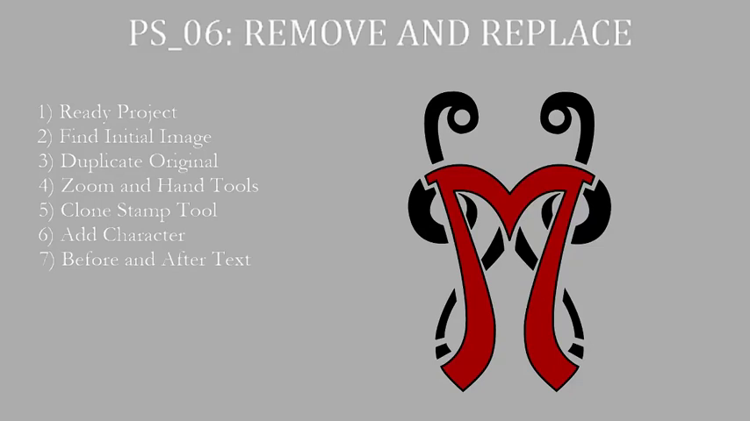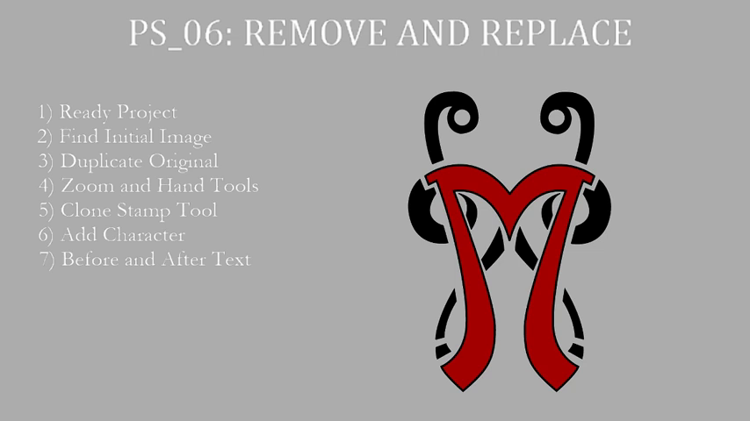This is a tutorial on Photoshop 6, remove and replace the subject. So what are we doing in this project? We're going to get our project ready. We're going to find an initial image that we're going to play with. We're going to duplicate that as a separate layer that we're going to work on.